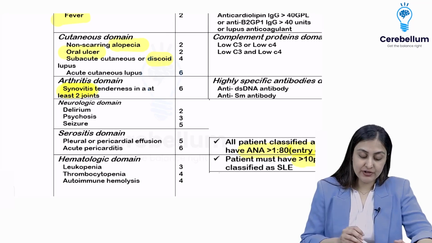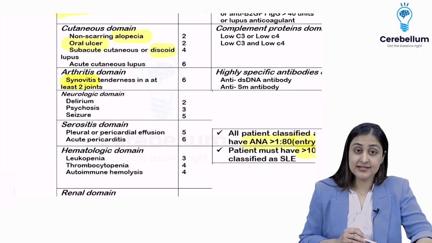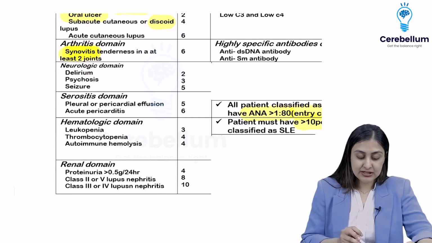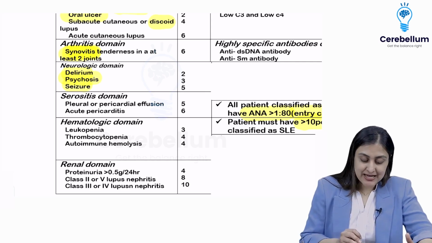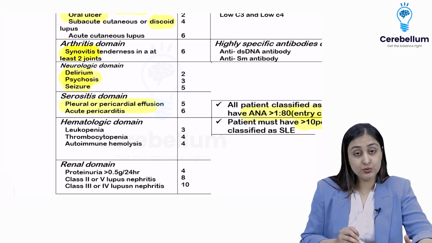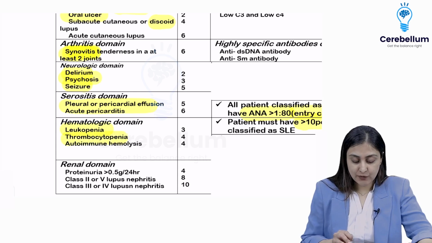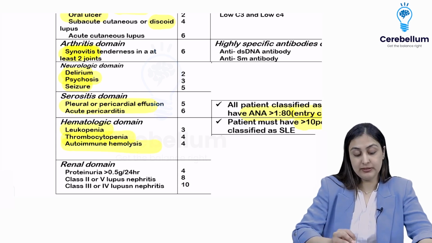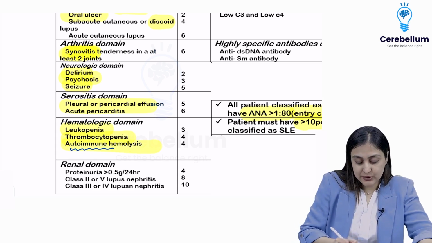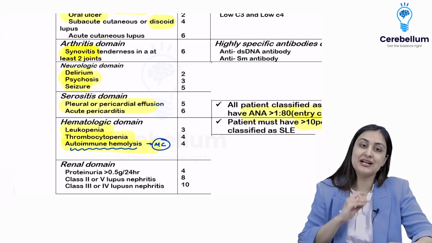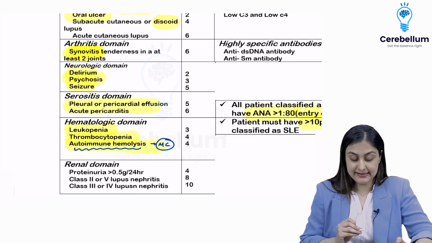Synovitis, very important. Remember that comes under the arthritis domain, but it's actually synovitis which is the finding. Neurologically, there could be delirium, psychosis or seizures. Serositis wise, there is pericardial pleural effusion. Hematologic, very important: leukopenia, thrombocytopenia and autoimmune hemolysis. So it is actually hemolytic anemia which is the most common form. This is a repeat question. You can also have anemia of chronic disease, but that is not a part of diagnostic criteria.